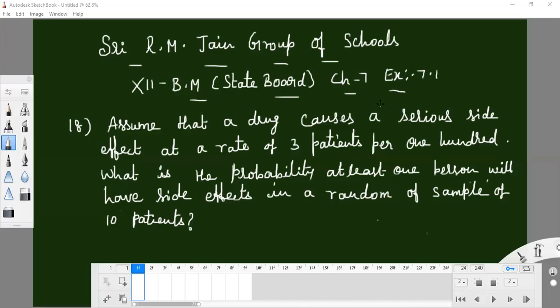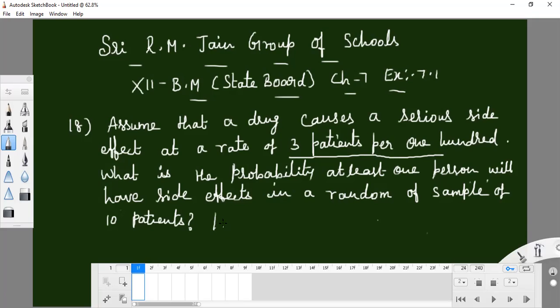This is 12th standard business maths state board, chapter 7, exercise 7.1, 18th sum. Assume that a drug causes a serious side effect at a rate of 3 patients per 100. What is the probability that at least one person will have a side effect in a random sample of 10 patients? You can take it as 3 out of 100, that is the probability of drug side effect.